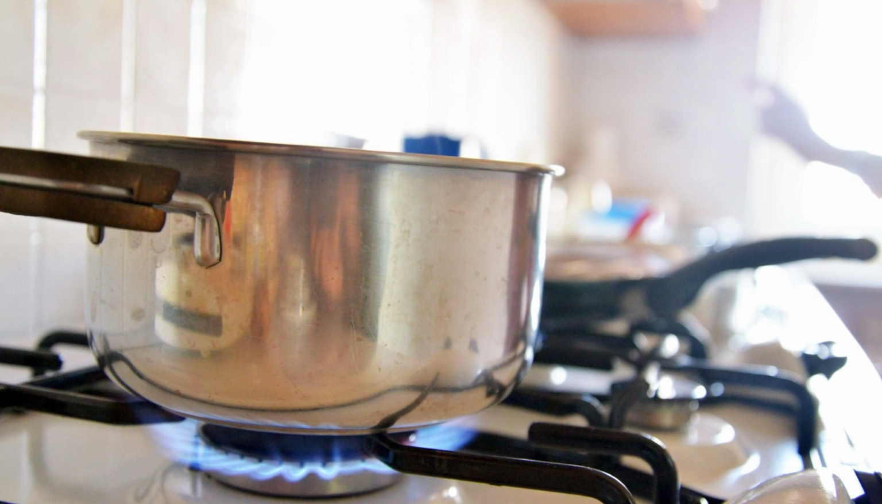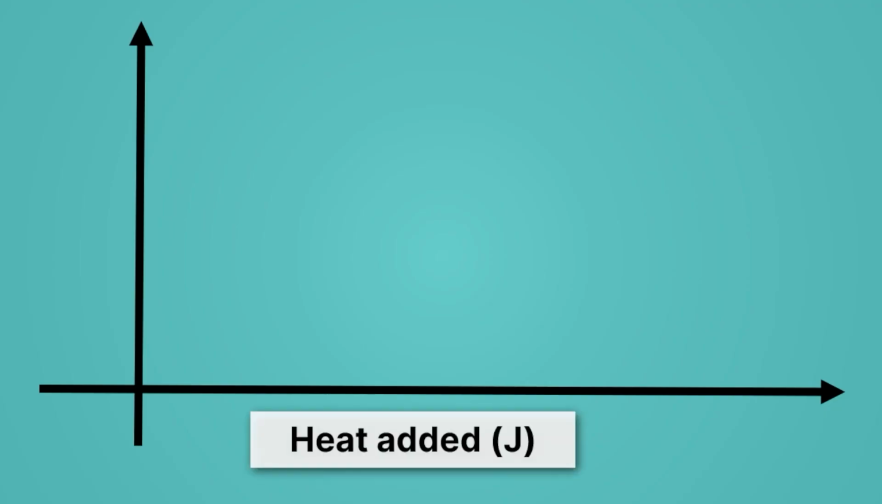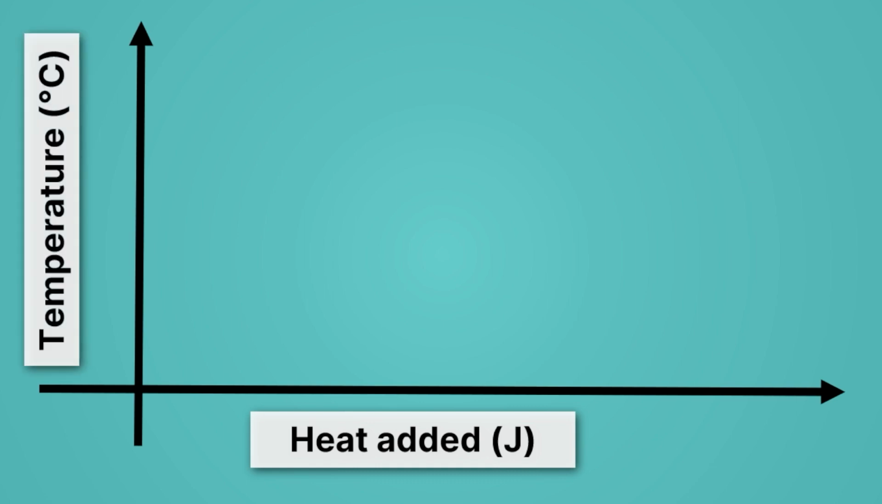Let's take a look at a heating curve, which is a useful tool to understand these things. We're going to put on our x-axis heat added. So we're thinking about how much heat has been added by our flame in joules to this pot of water. And on our y-axis, we'll put temperature in degrees Celsius. Well, our pot of water, assuming it starts at room temperature, is going to start at about 22 degrees Celsius. When we start to add heat to it, what's going to happen? Well, you guessed it, it's going to warm up. So we draw a line going upwards to show its increase in temperature.